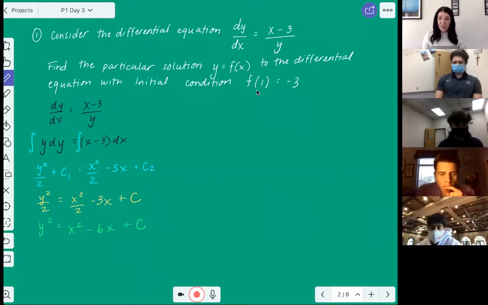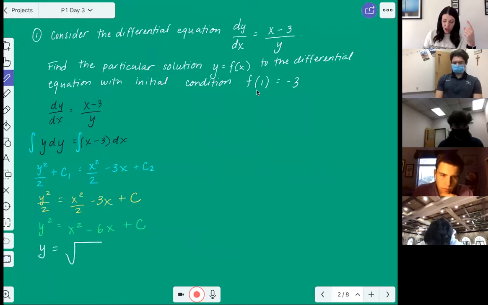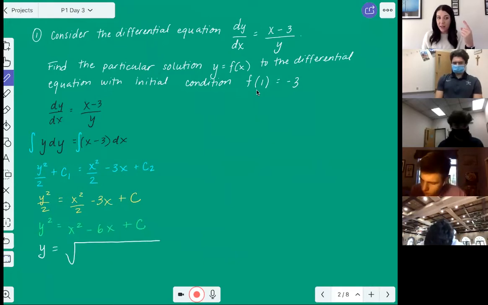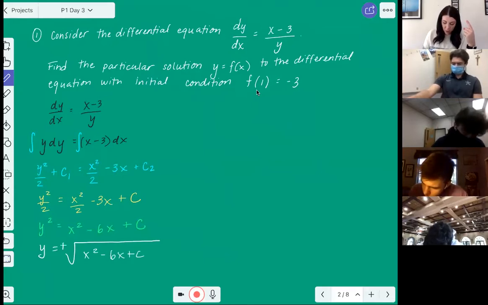Okay, so now we still haven't isolated Y. What we need to do now is we need to take a square root. And this is where it gets important. When we have something squared and I take a square root, I get a plus and I get a minus. But for it to be a function, only one of those things will remain. And so our initial condition is going to define which one we choose. But when I first take that, I'm going to get the square root of everything on that right side. So x squared minus 6x plus c. But it could be the positive square root or the negative square root.